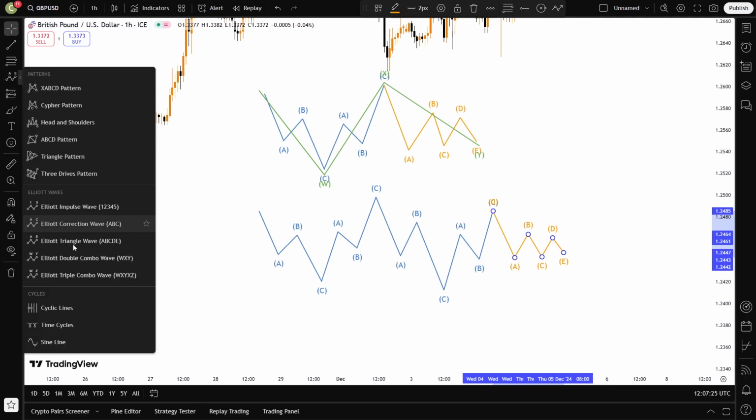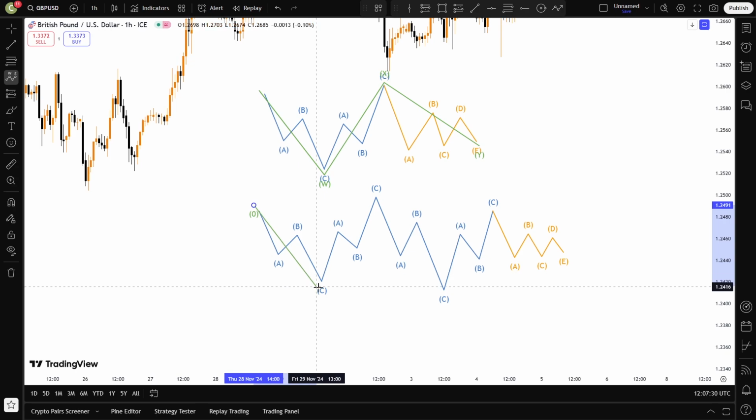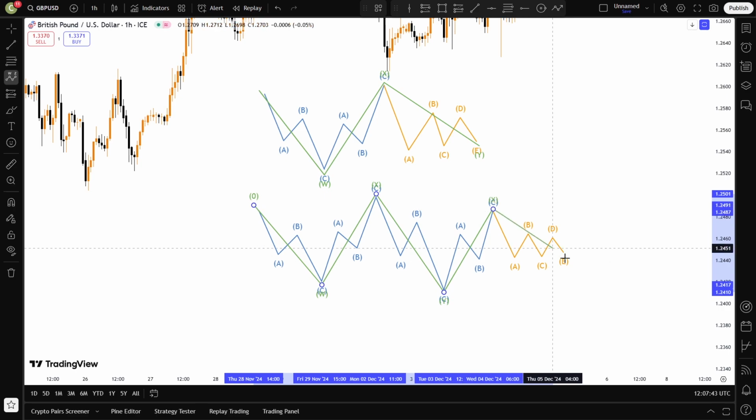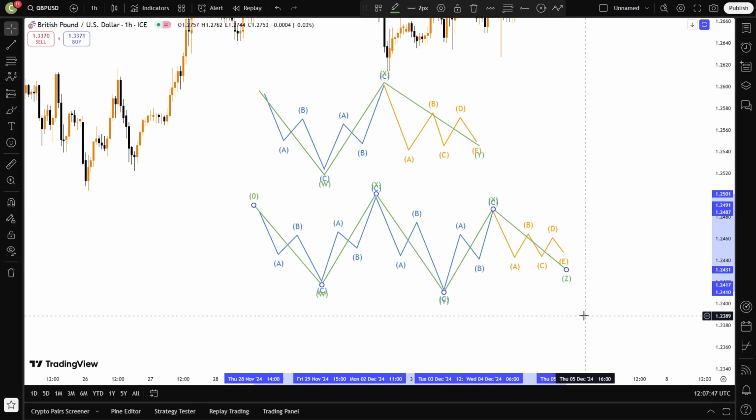In this case, we're using the Elliott triple combo. We place your W, which is the first correction wave, and then your X, which is the second correction wave, and then your Y, which is the third one, and then your second X, which is the fourth wave, and finally the Z, which is your final wave or your fifth wave. Once again, if you're a bit confused, don't worry at all, because I'll be creating a video specifically on Elliott waves. Now let's move to the next tool.